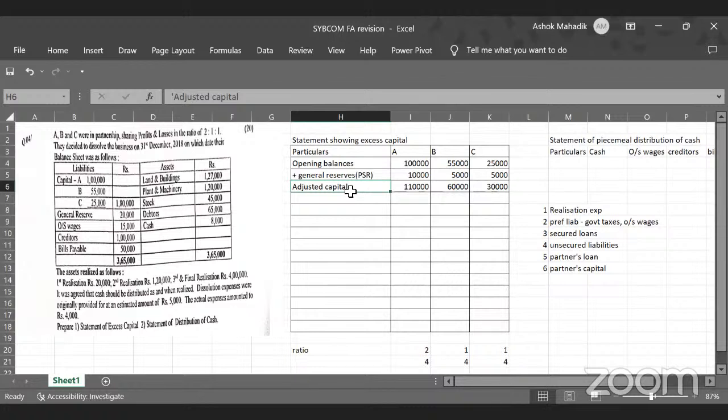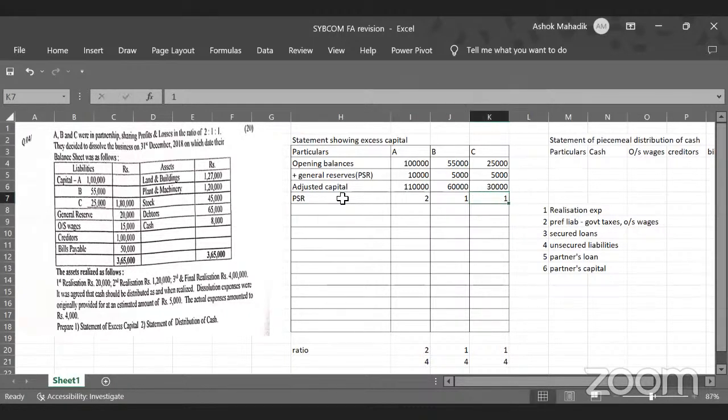But here there is no P&L, not even on the asset or liability side. So we'll just stop here. Now you have adjusted capital on hand. The next step is to write PSR. Now write PSR in their column. 2 is to 1 is to 1. This is the ratio.